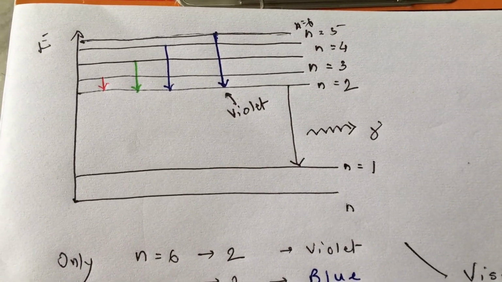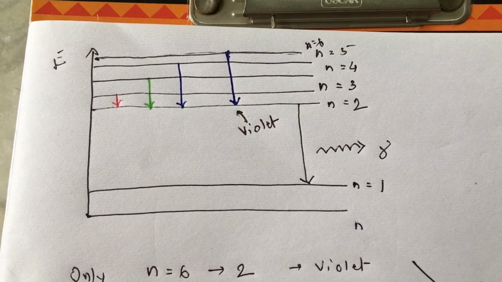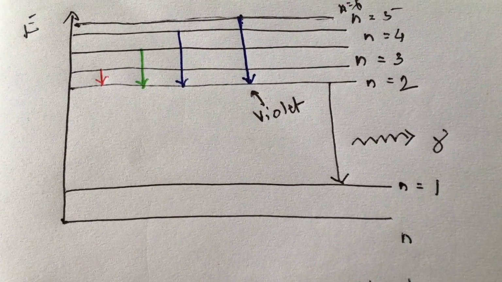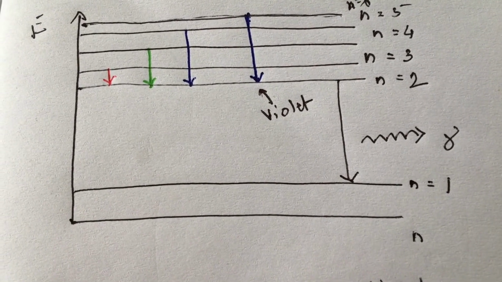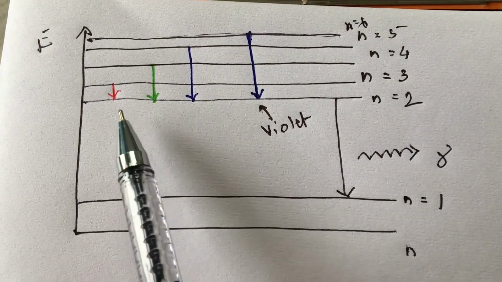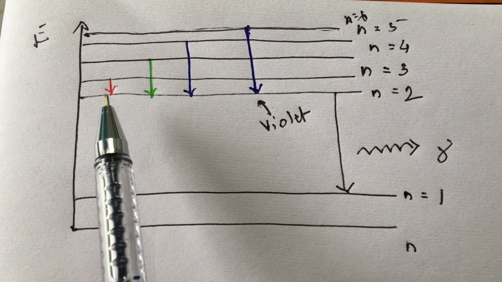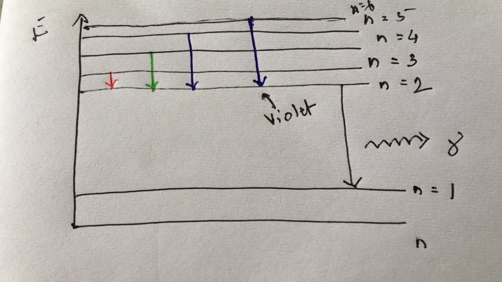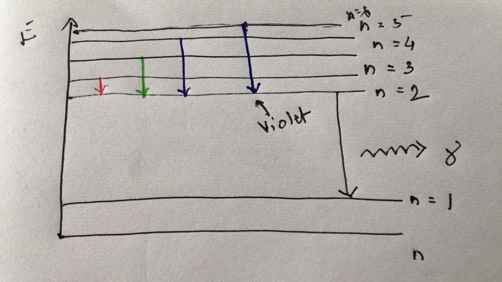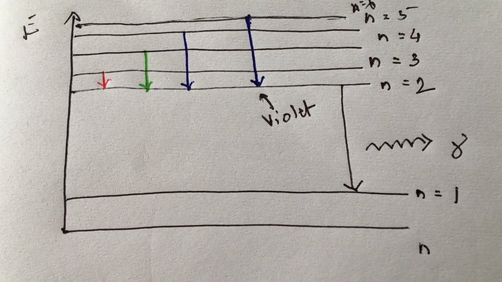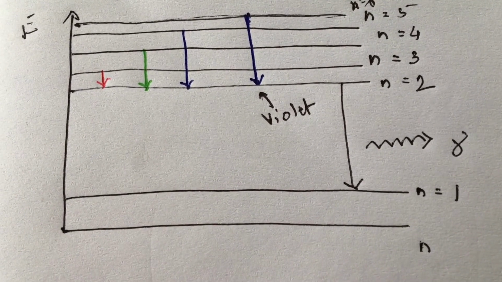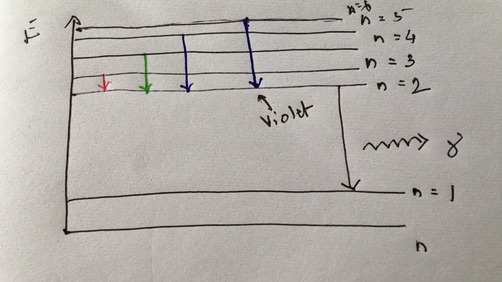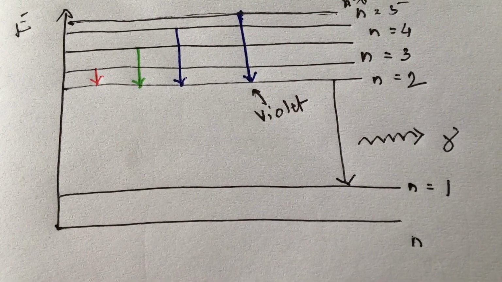Now what do these colored lines actually tell us? What we are getting in the spectrum of the hydrogen atom: if an electron makes the transition from n equal to 3 to n equal to 2, then we get a red line. If it is from n equal to 4 to n equal to 2, we'll get a green line. If the transition occurs from n equal to 5 to n equal to 2, we get a blue line. If we get a transition from n equal to 6 to n equal to 2, we get a violet line.